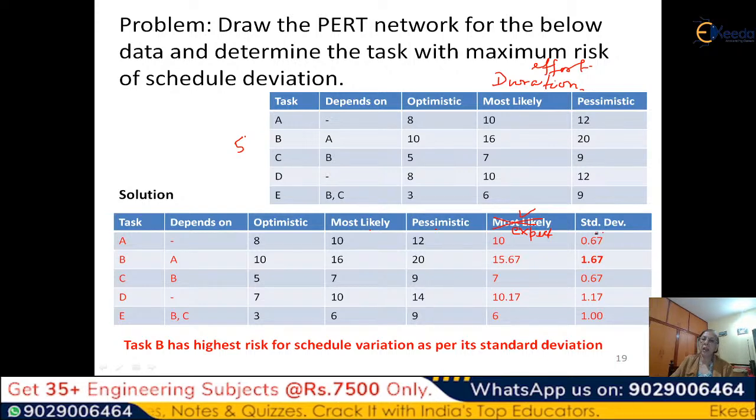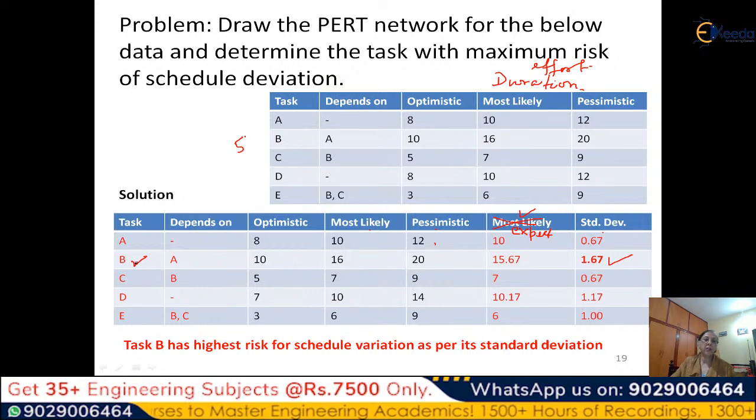And then you determine the standard deviation for each task. That is pessimistic minus optimistic divided by 6. So you can get this. And then you can see that they are quite different. So here it is 1, here it is 0.67, here it is 1.17, here it is 1. So which is the highest? If you look at this, this is the highest. So you can say that B is my most risky task.